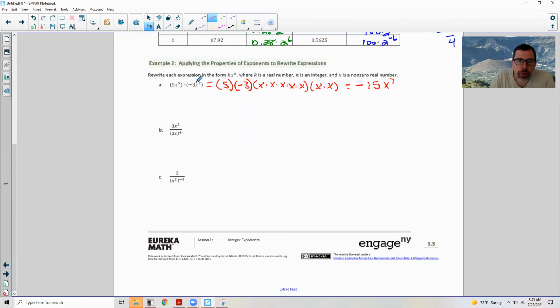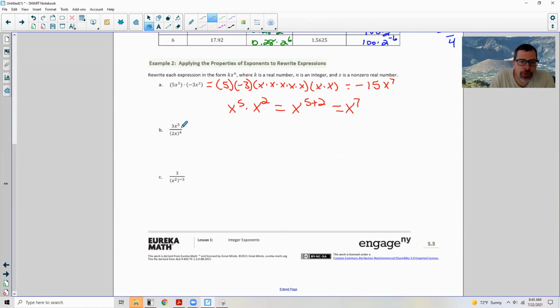So remember, when we're multiplying, you multiply the coefficient, the number in front of the variable, and you add exponents. x to the 5th times x squared equals x to the 5th plus 2, which equals x to the 7th. Okay? All righty. So that's what we're doing here.